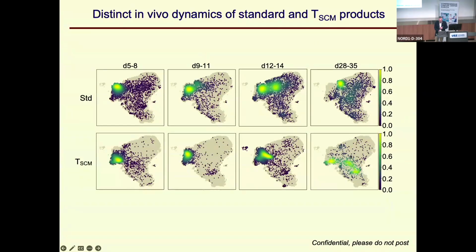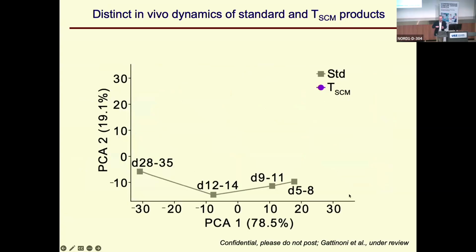Instead, when we look at the memory time point, we have somehow de-differentiation of the effector population that we see in the very beginning if the patients receive the TSCM. And this is better visible when we plot all of these clusters into a principal component analysis. So this is the trajectory of the patients receiving the standard, which follow this very simple differentiation process.